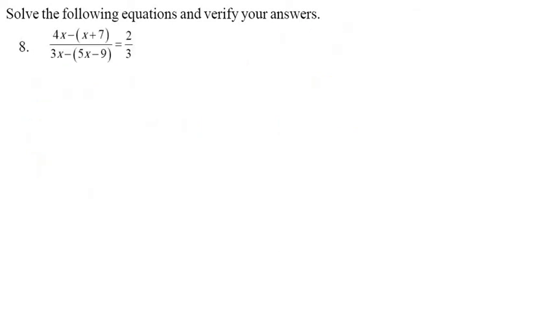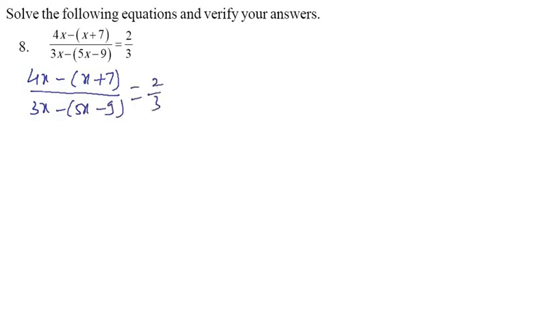Now come to the 8th question of this one, that is 4x minus (x plus 7) divided by 3x minus (5x minus 9), and that is equal to 2 by 3. Now open the bracket. 4x, so there is a negative sign, so change their sign. So minus x minus 7, and here is 3x. Here is also a negative sign, so change the sign after opening the bracket. So minus 5x and plus 9, and that is 2 by 3.